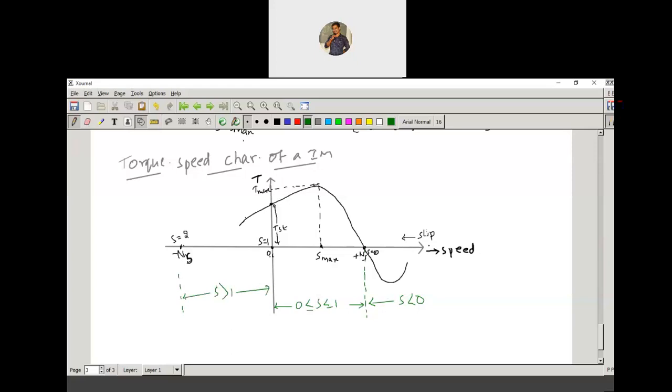Now tell me which one is the motoring mode of operation and which one is the generating mode of operation. If you remember, when the motor speed is less than the synchronous speed, the motor is in motoring operation, that is, the slip is between 0 and 1. This is the motoring region.